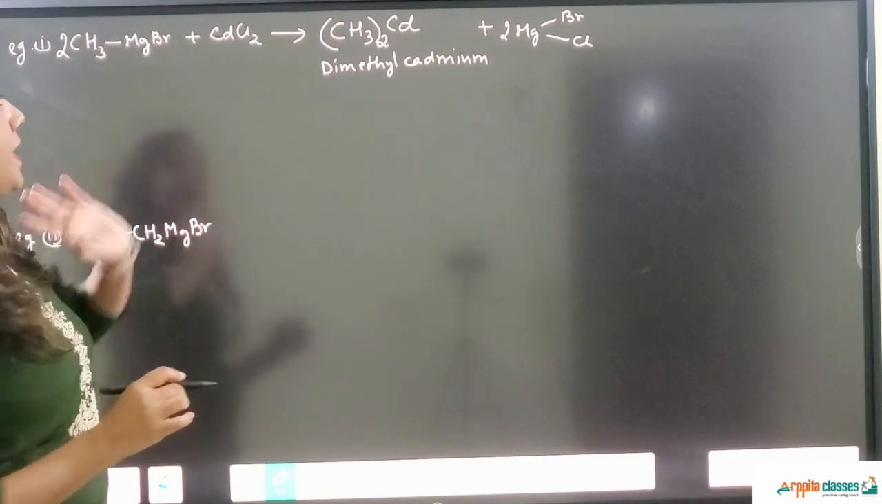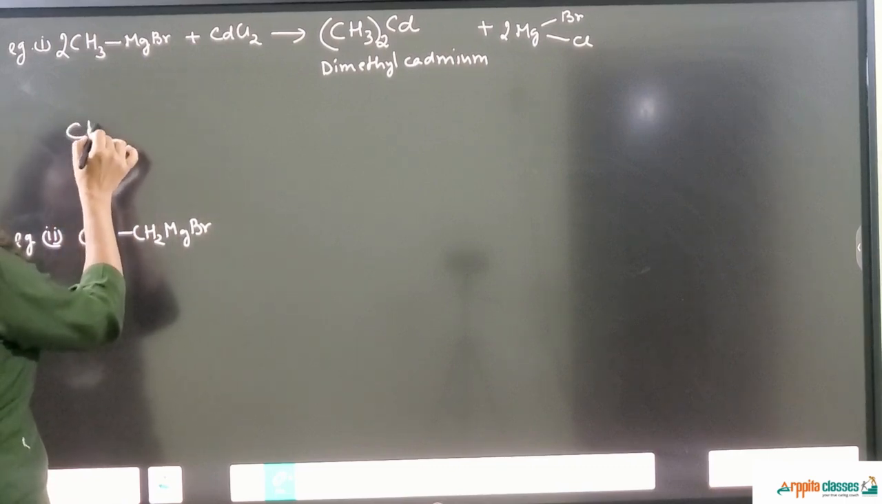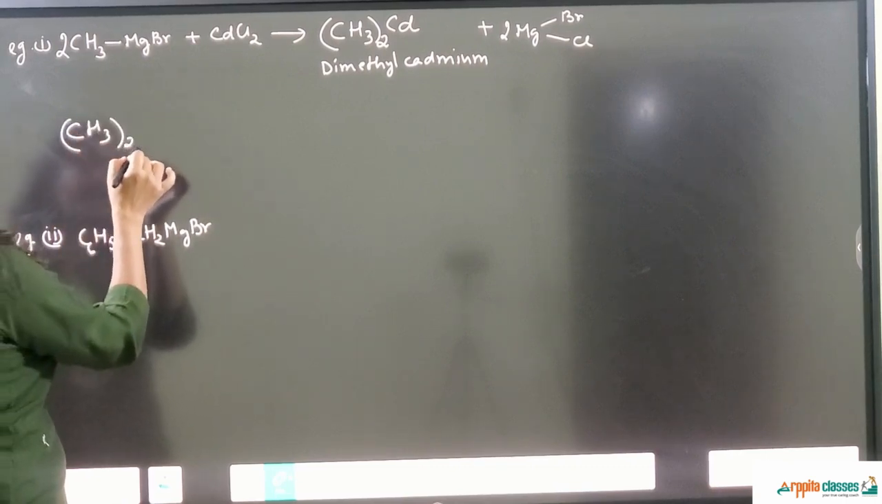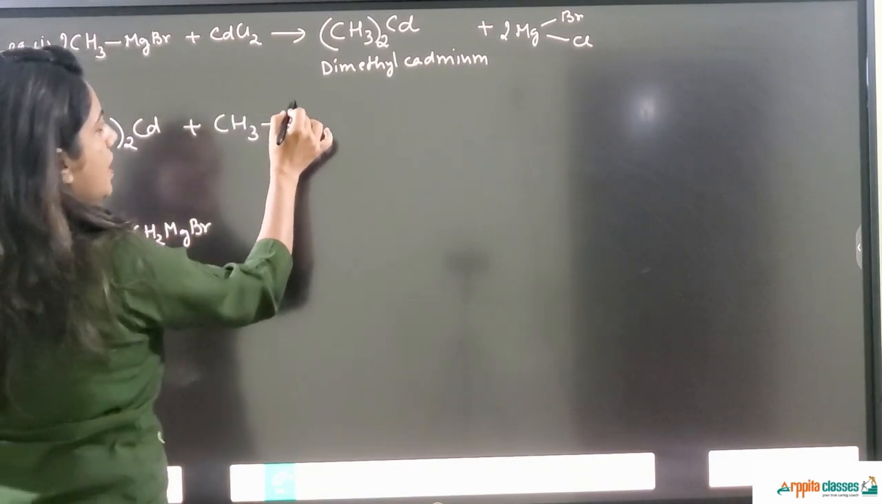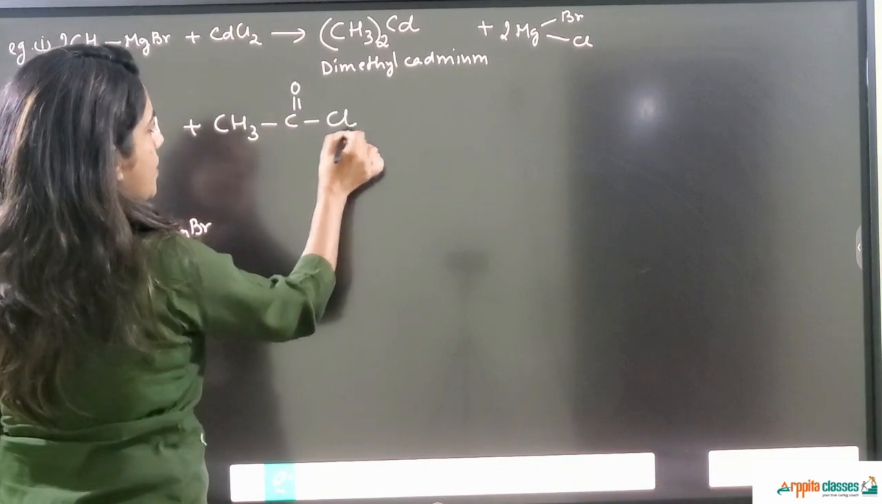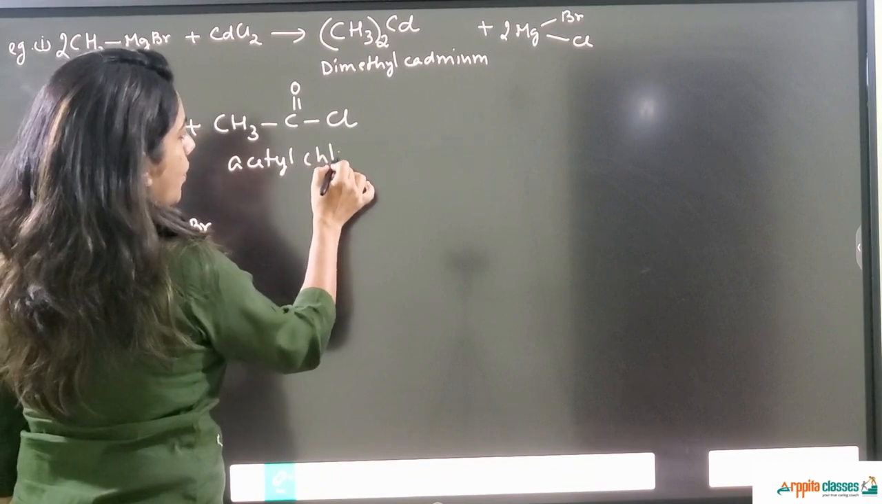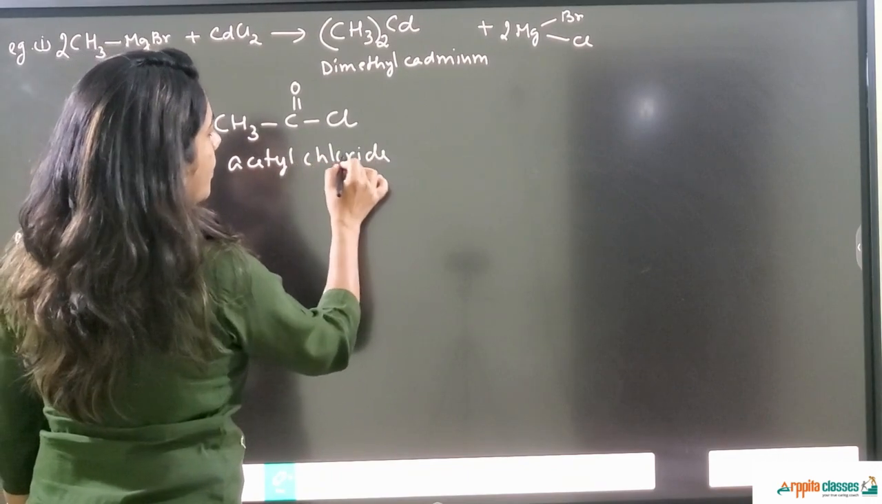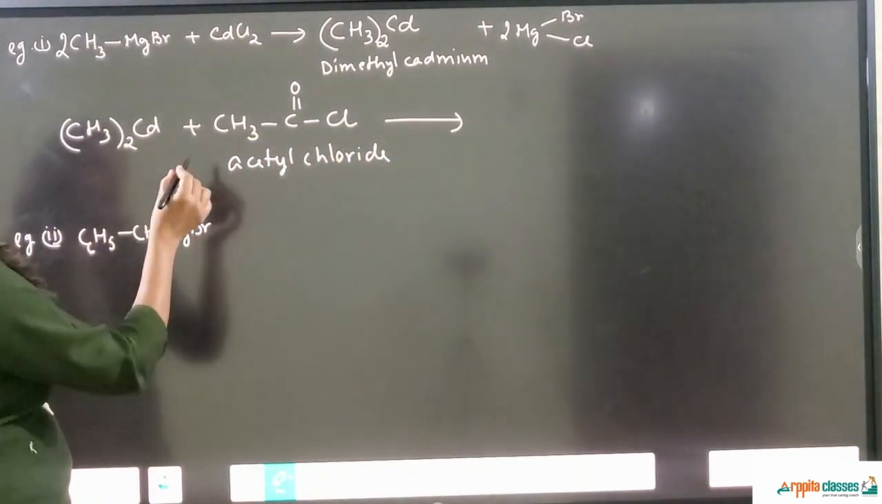Now this will be reacting with acyl chloride. So I'll be taking (CH3)2Cd plus CH3COCl. This is my substrate, which is called acetyl chloride. Okay, and this is your dimethyl cadmium. What will happen?